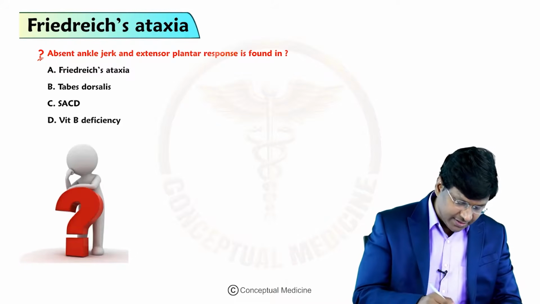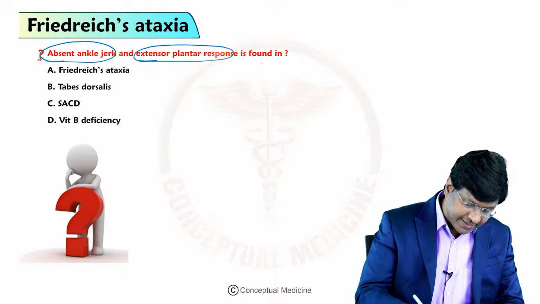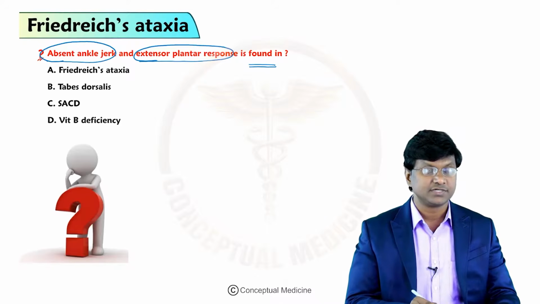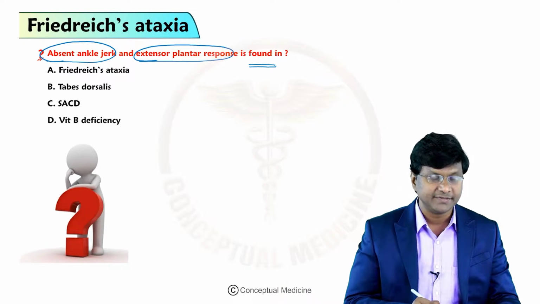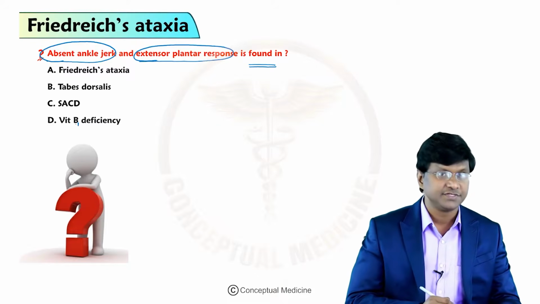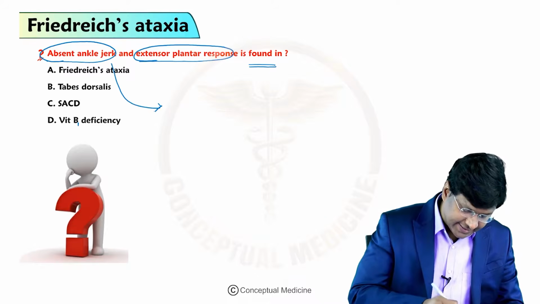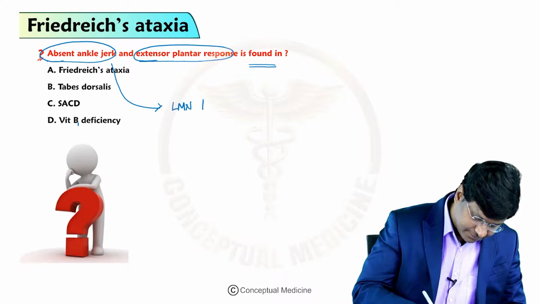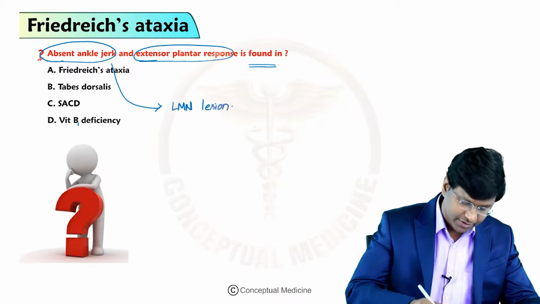Now I'll just ask you one important question. Absent ankle jerk and extensor plantar response is found in Friedreich's ataxia, tabes dorsalis, subacute combined degeneration of the spinal cord, vitamin B1 deficiency. So you have to understand that absent ankle jerk is a feature of lower motor neuron lesion.